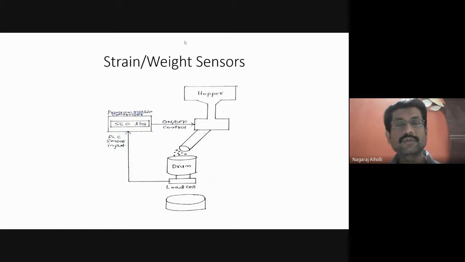2.2 pounds is equal to 1 kg. So 560 pounds, you calculate how much it will be. This is a unit of weight. So this much is a weight that is measured by the load cell.